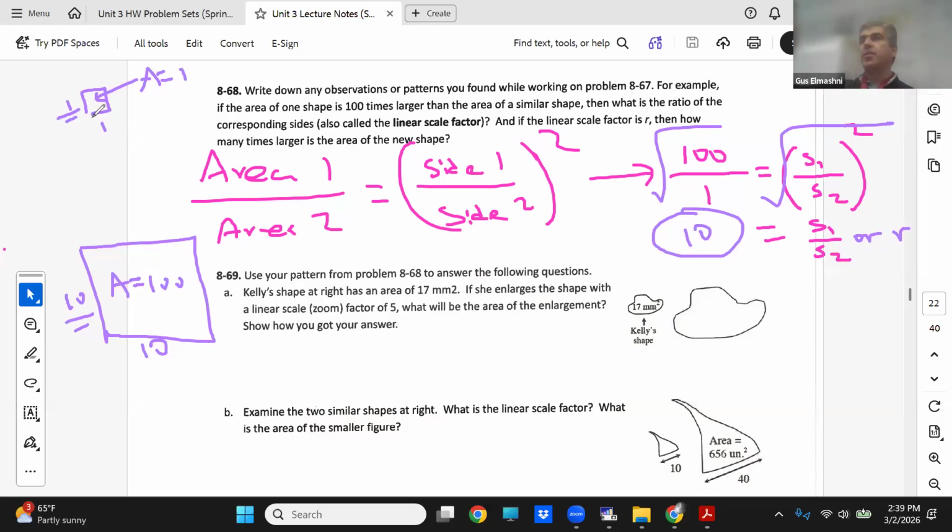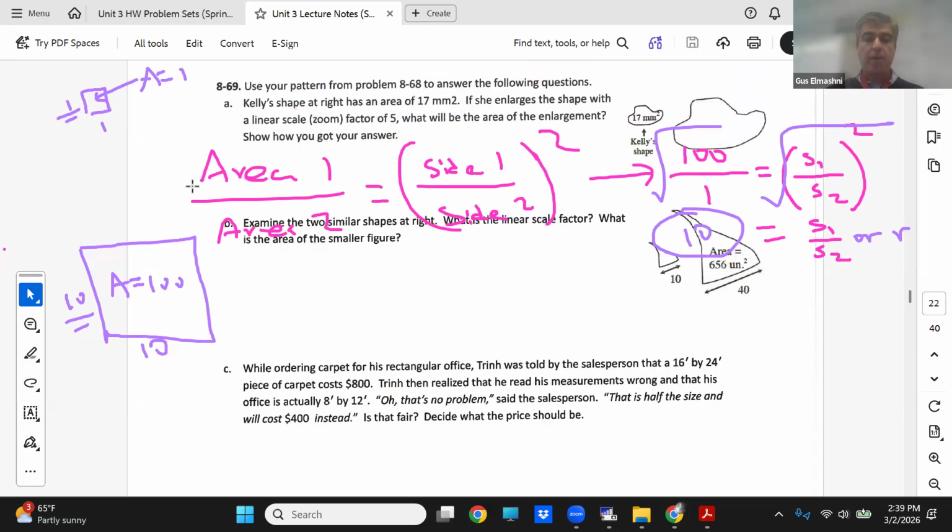So it's just going backwards. You're looking at the area ratio, but you square root instead of squaring. If you're given the side lengths, you square to get the ratio of areas. If you're given areas, go backwards. All right, now you've seen going backward and forward. Try 869, parts A, B, C. Give us a few minutes to do that, and we'll check in.